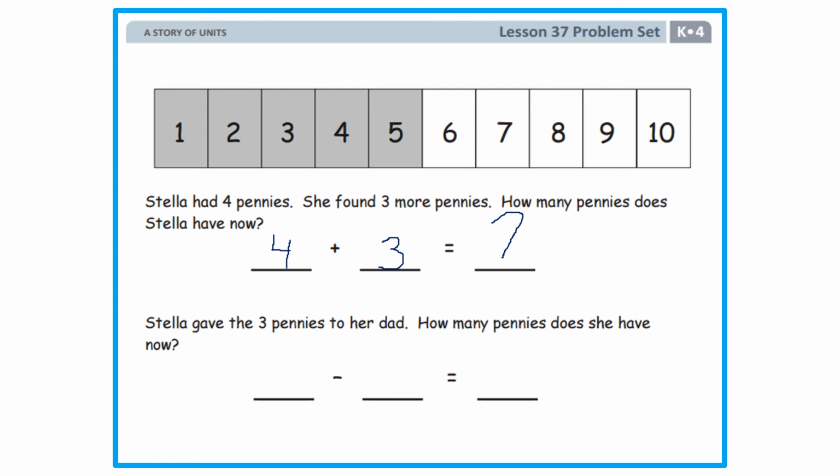So let's write the sentence. How many did she have total? 7. How many did she give to her dad? 3. She found those 3 pennies and she gave them straight to her dad. How thoughtful. 7 minus 3 equals, how many did we have left after she gave them to her dad? 7 minus 3. 1, 2, 3. Yes, absolutely right. She had 4 left.